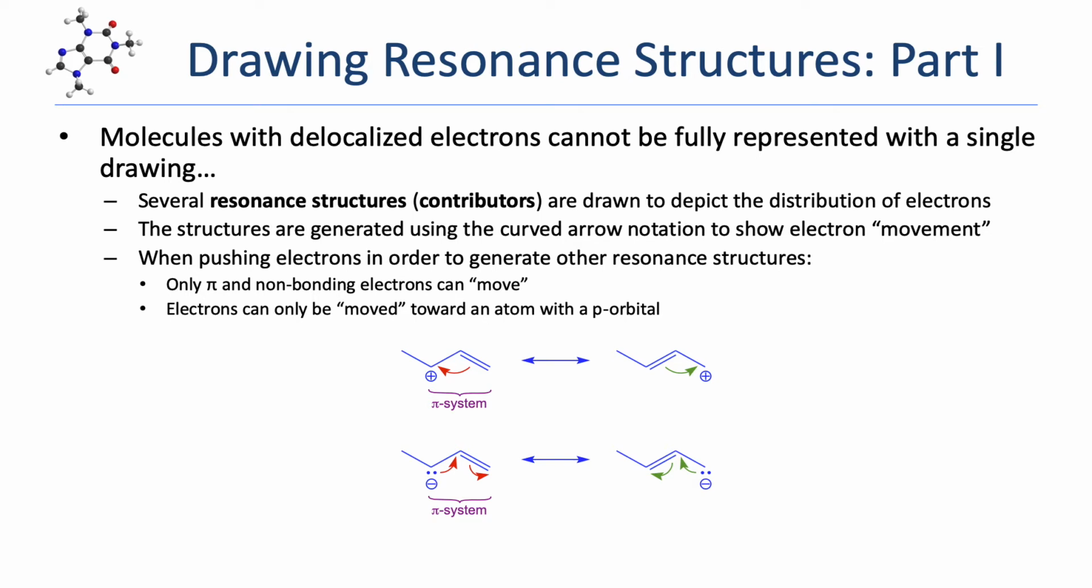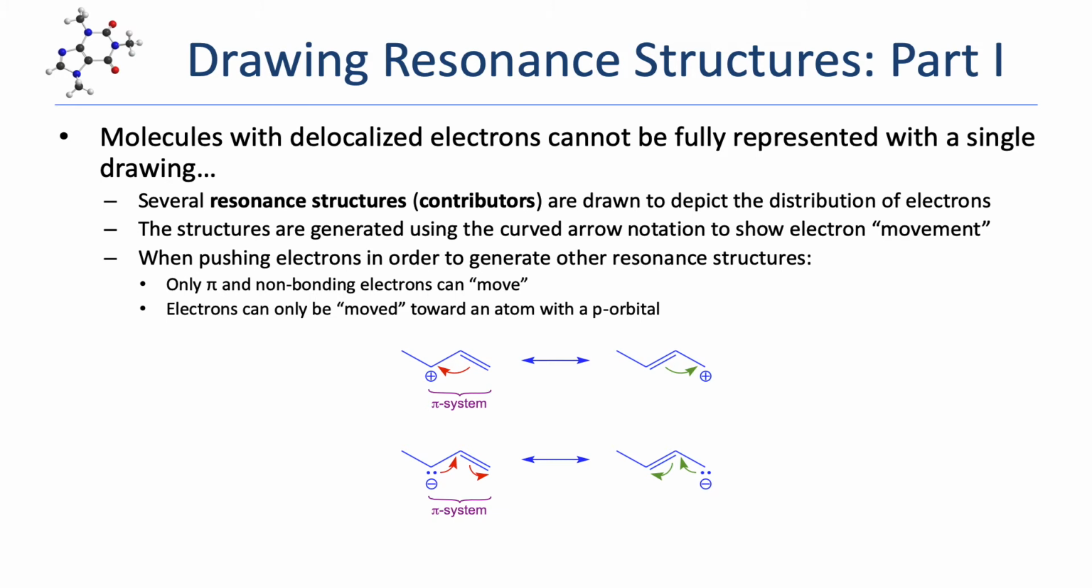In doing so, we would exceed the octet on that top carbon, and we know that means we need to push electrons off at the same time. And so we push the pi electrons towards the next atom with a p orbital, which is actually the rightmost carbon of the double bond. And that places a lone pair on that rightmost carbon.